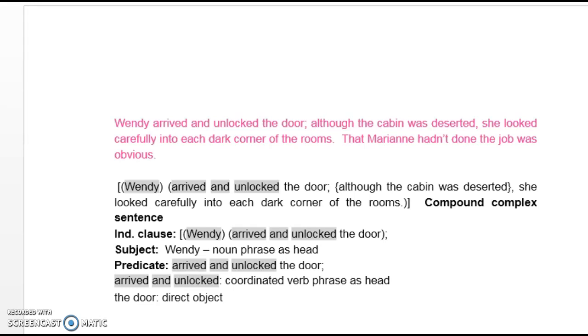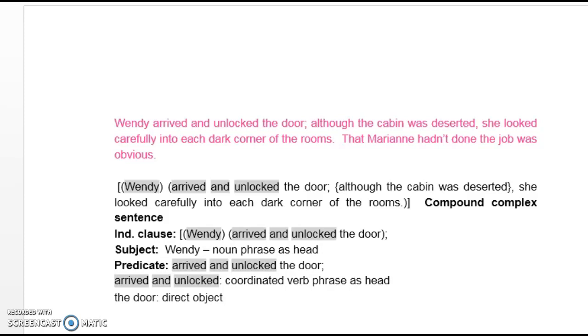Now we have Wendy, then you have all the components of the sentence, and you have a compound complex sentence because it is joined by semicolons, which is a compound sentence, and it also has a subordinate clause which makes it complex. So Wendy would be the subject of all this sentence. Arrived and unlocked the door would be the head, the verb phrase, which is the head of the first clause.